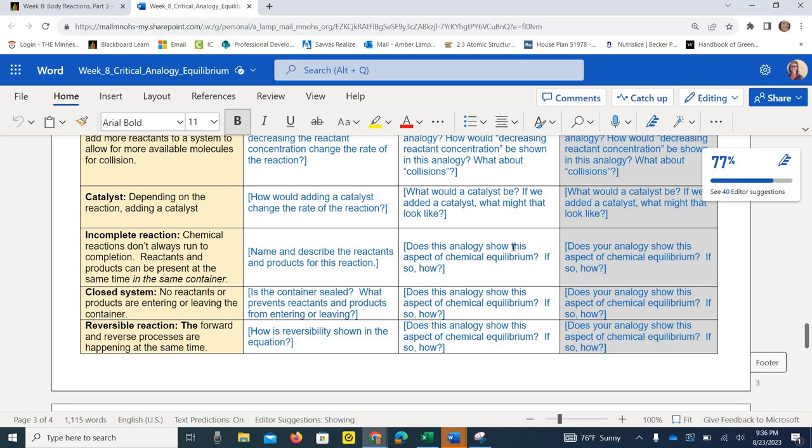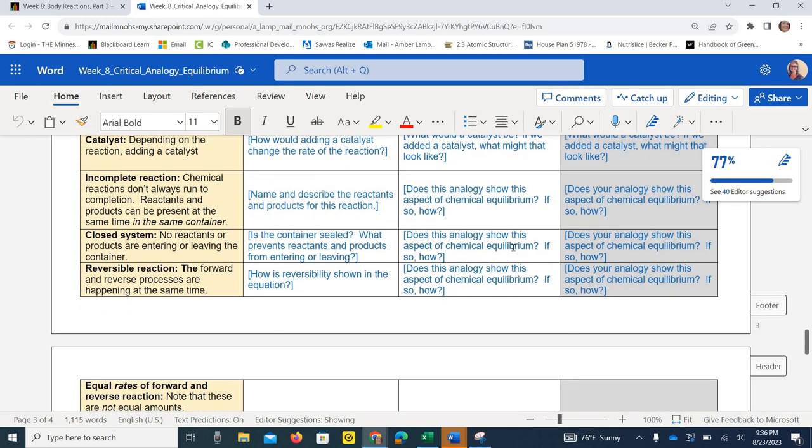How would a catalyst be if we added a catalyst? What might that look like? So this one's a little bit trickier. Now, if we're talking about a catalyst, maybe instead of having stairs on an escalator, it could be a flat ramp. And that would make it easier for people to get on and off versus having just a simple level to be on. Now, again, this has a wide range of what could potentially be added or taken away. Just try to use your best judgment when it comes to thinking about how this would apply.